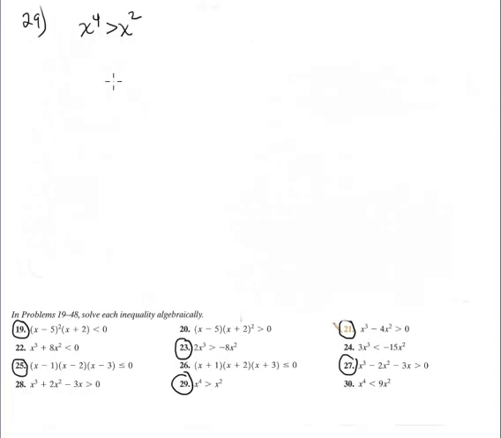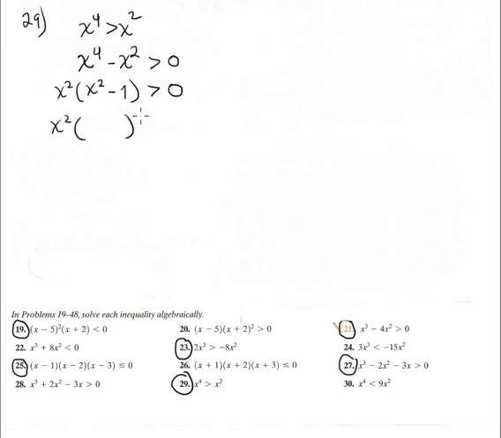Okay, number 29, again a polynomial inequality. The first thing you should do is write it in standard form, so the right-hand side must be 0. Now let's do the factorization. The factorization is x squared minus 1 greater than 0, and this is a difference of squares. The factorization is x, (x plus 1)(x minus 1), greater than 0. And this is our expression.